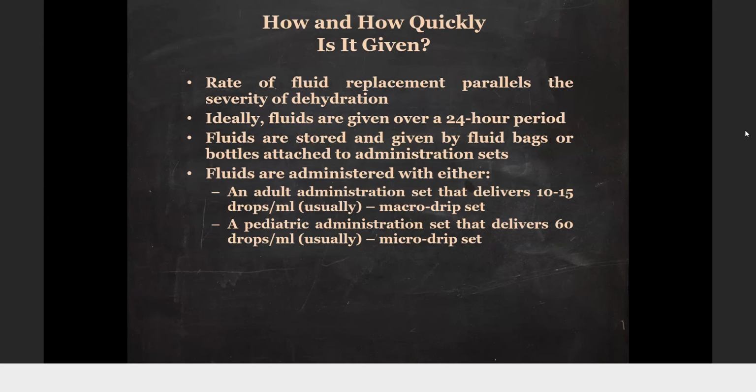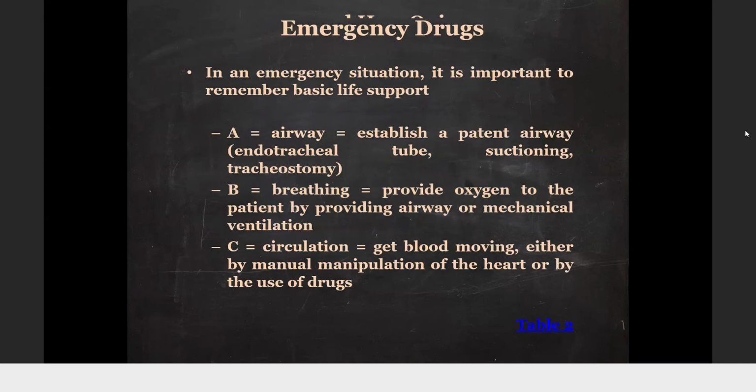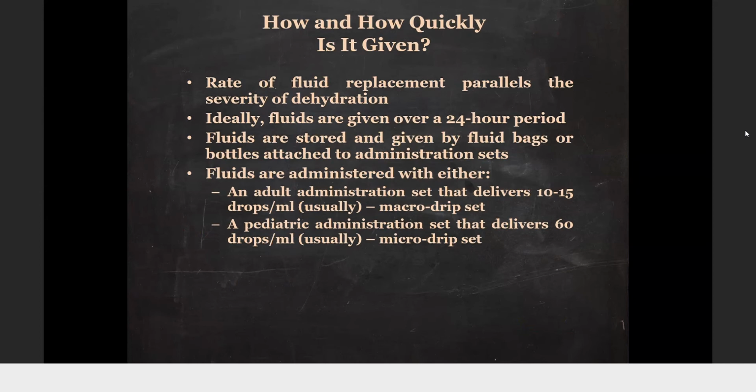And the pediatric administration set delivers 60 drops per ml. This one is standard as well, because Braun uses 60 drops per ml. So they call it the micro drip set. That's for today, the introduction.